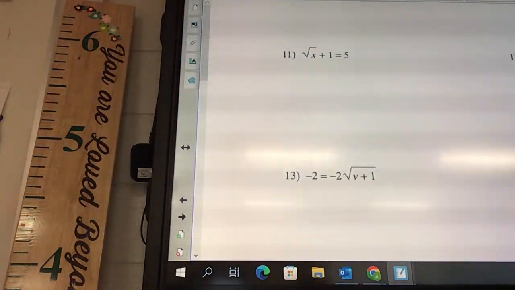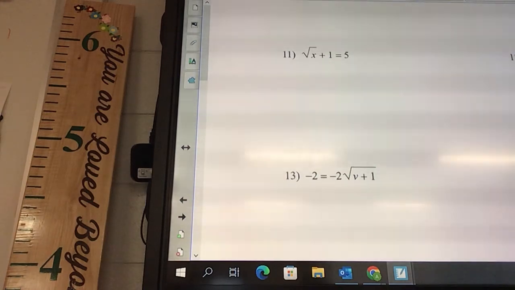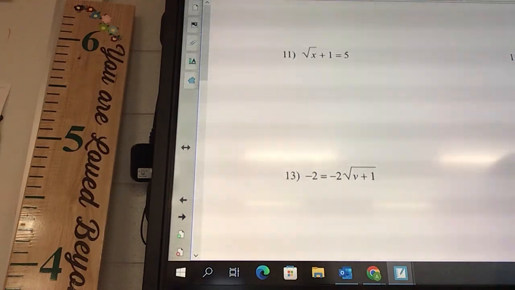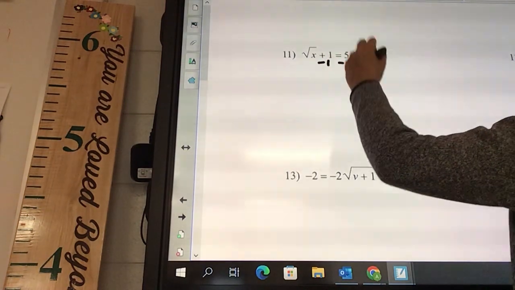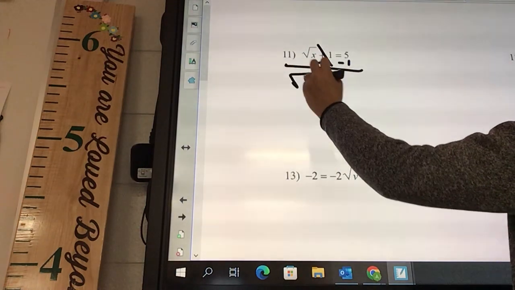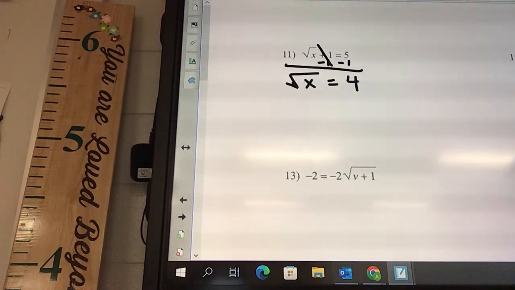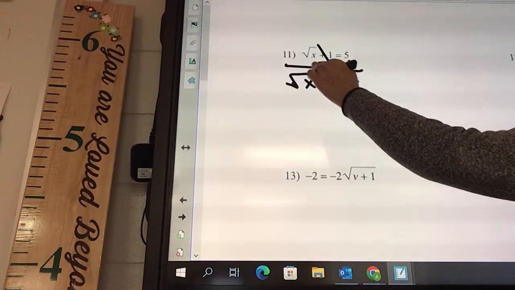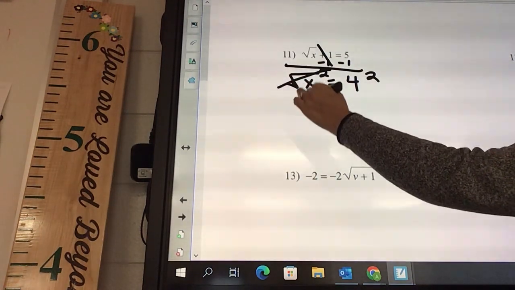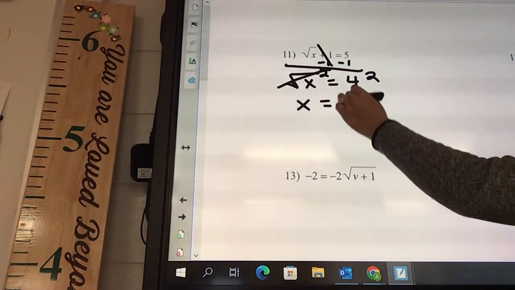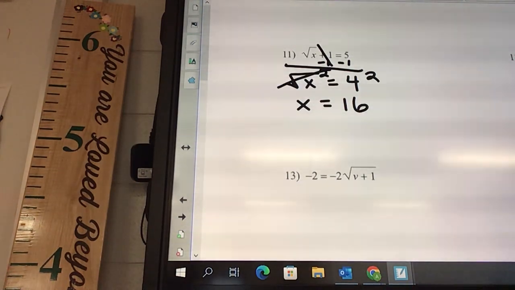Okay, look at 11. Is there stuff on the outside of the square root? Yes, what is it? The plus 1. How do I move a plus 1? Minus 1, minus 1. So I got square root of x equals what? 4. Now, is the square root by itself? Yes, so what do we do? We're going to say squared and squared. We're going to get x equals 16.